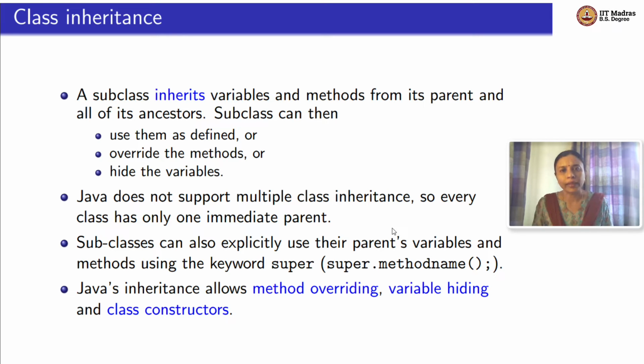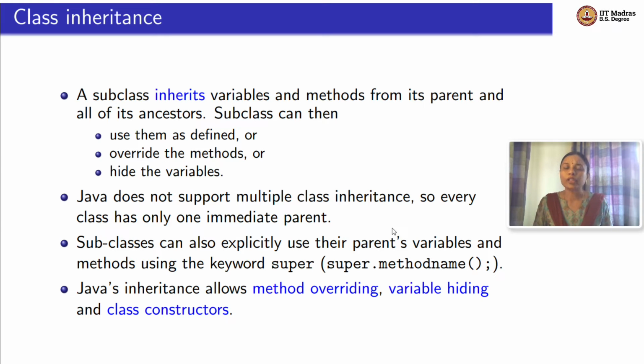It can inherit variables from the parent class or from an ancestor class. It can also inherit methods from a parent class or from its ancestors. After inheriting the variables and the methods, a particular subclass, let's say B, can use them as if they were defined in the parent or the ancestor class. It can override the methods, use new code for the method. It can also hide the variables based on what it wants to do in terms of its functionality.